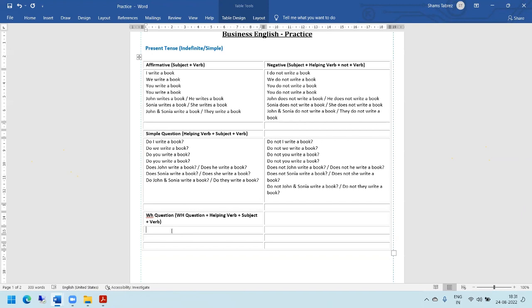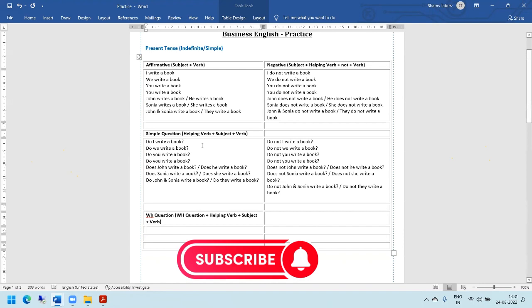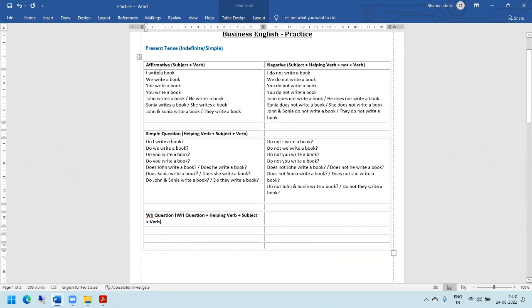Where do I play? Can you please repeat? We will use a suitable WH question for write. Okay, so when I'm giving one example, it should be like, What do I write? What do I write? Of course, question. What do I write? So you see WH question first, then helping verb, then subject, then verb.